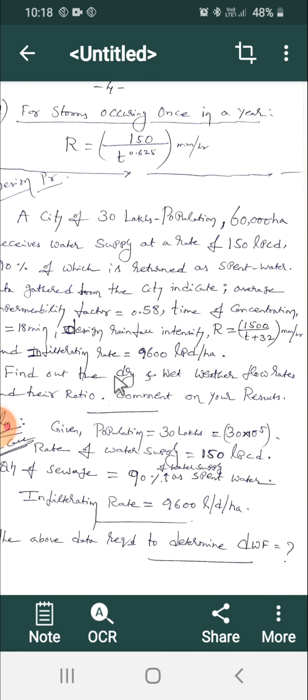Infiltration means what? The water from the surrounding of the pipeline entering into the pipeline. Look, entering inside is called infiltration. The water entering into the pipeline through the joints, surrounded by the soil.